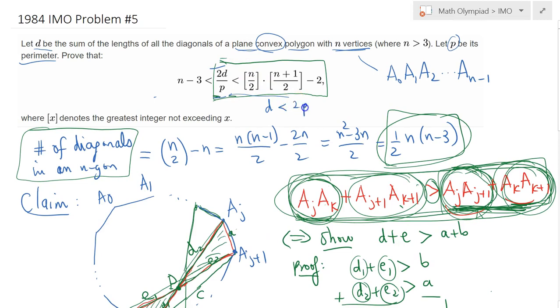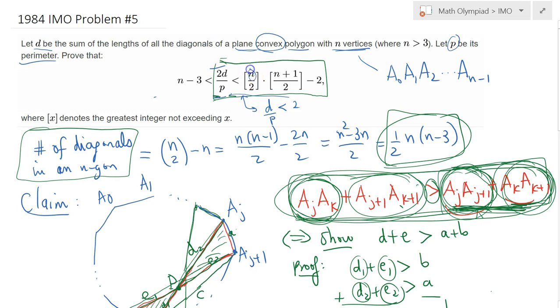D is less than 2p. Okay, let's see if this works. If these two expressions are equivalent in that sense, I can move that p to the left hand side again, so that would be a p here. So that's what we need to show.